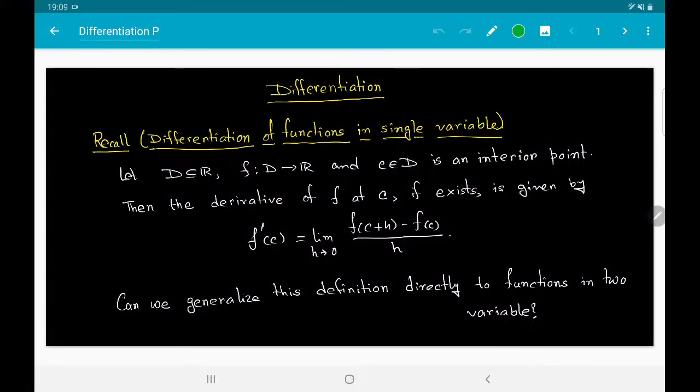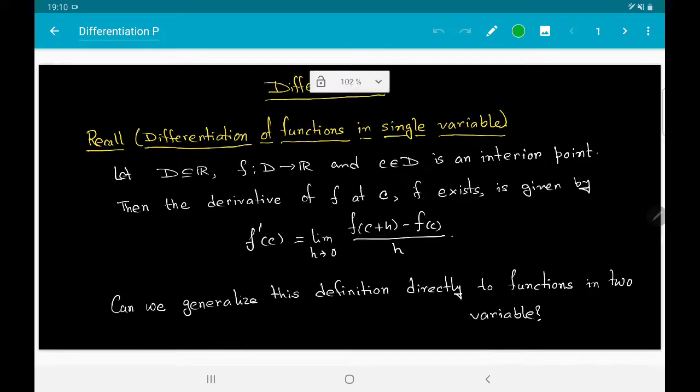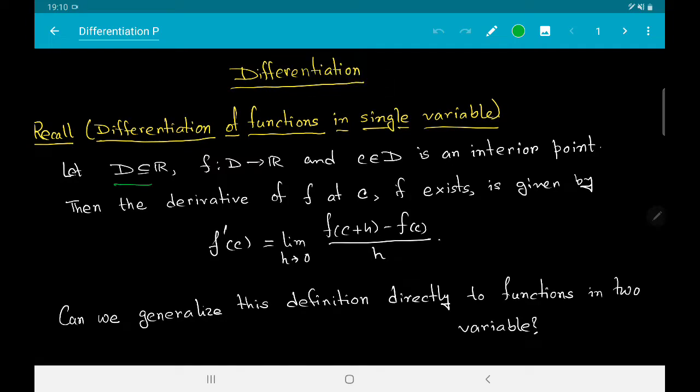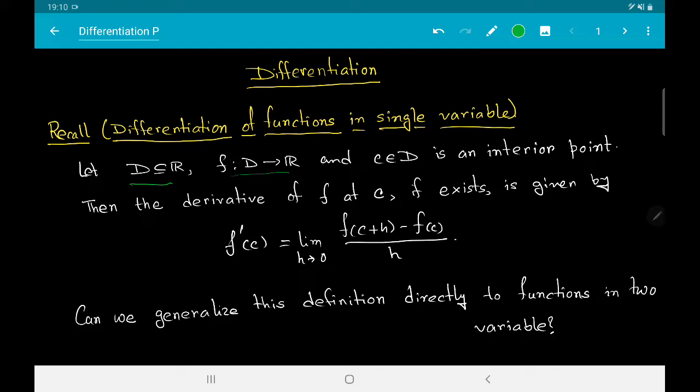That we talk about the notion of differentiation of functions in two variables. Now for that, we recall the definition of the concept of differentiation of functions in a single variable. Recall what we had done is that we had a domain D, a real valued function f on D. So D is a subset of R, as we are talking about single variable functions here, and we take c, an interior point of our domain.